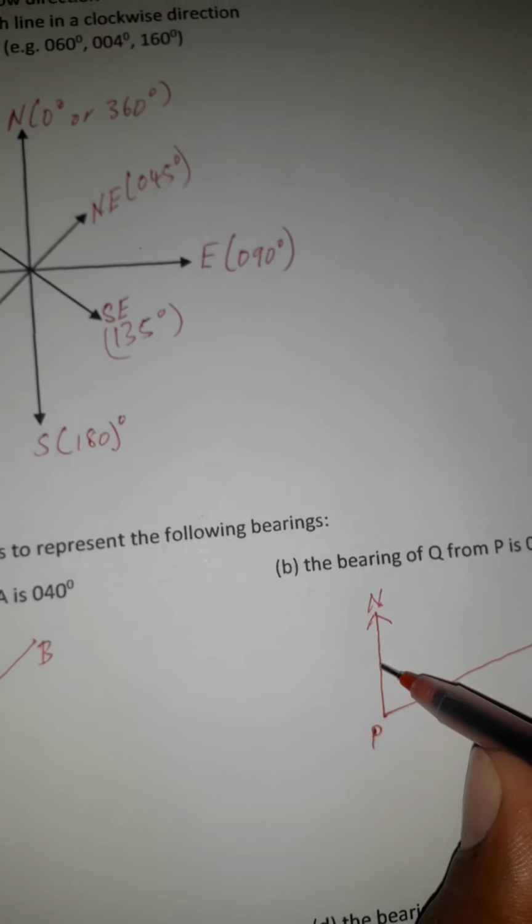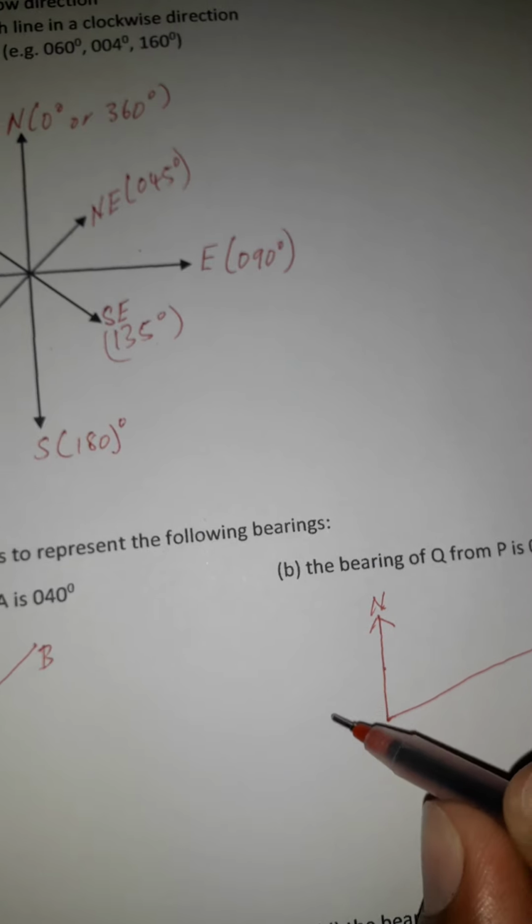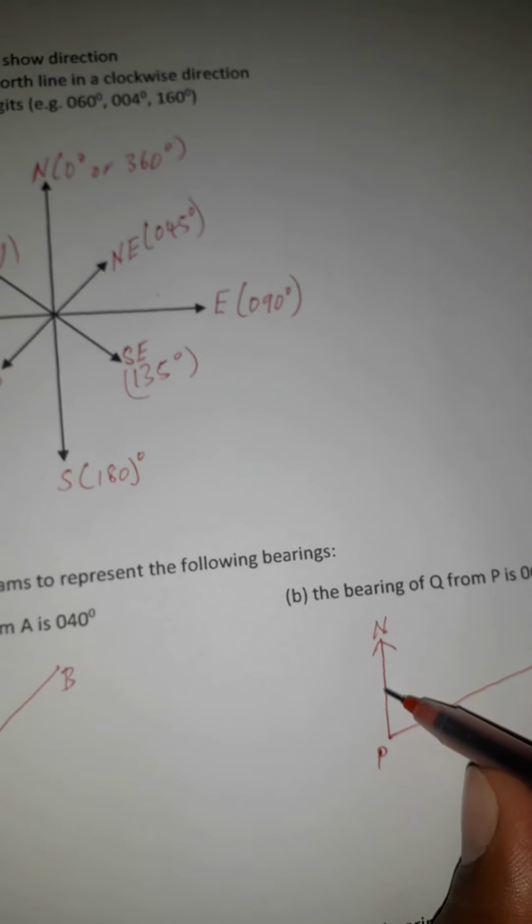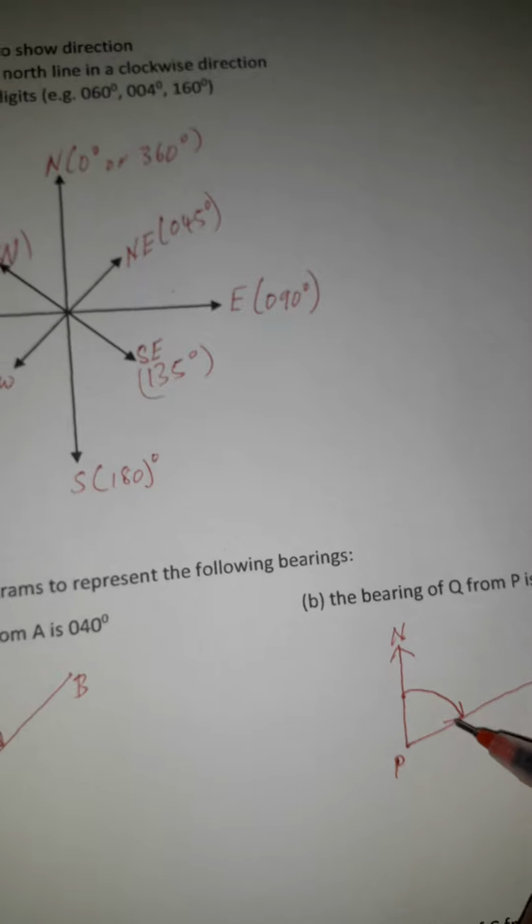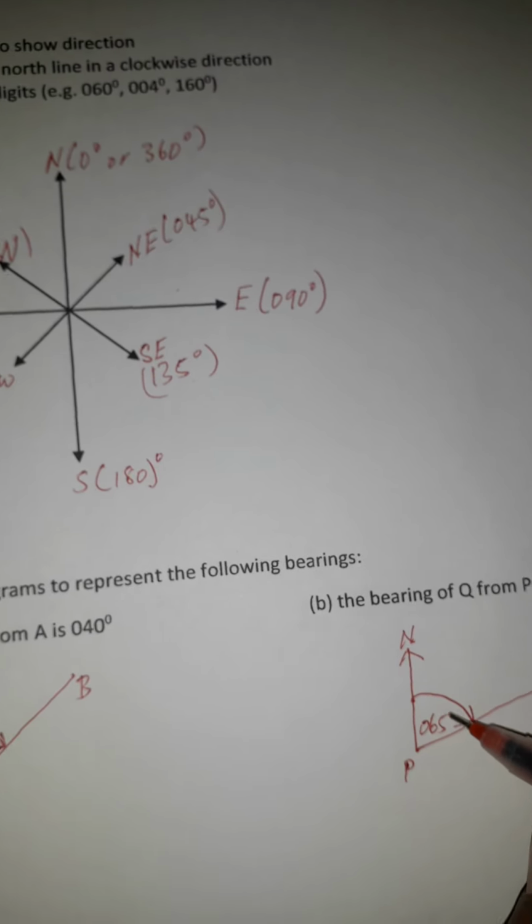So we start at the north line in a clockwise direction. If we go that way, that will be anti-clockwise or counterclockwise. Good, and this is 0, 65 degrees. Good, so we finished with 2 diagrams.